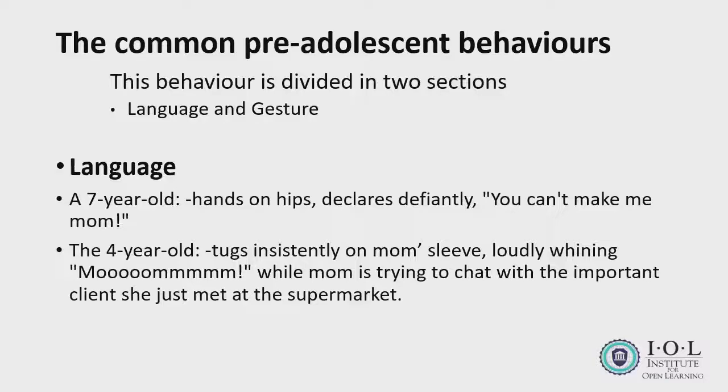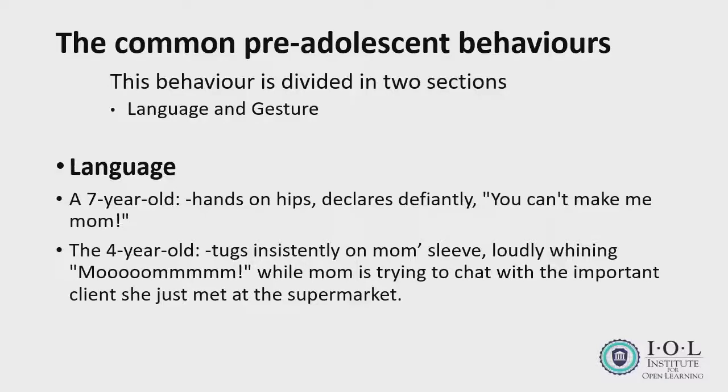So you could see that a 7-year-old learner who has hands on the hip, they hold themselves like that at the hips, they declare differently, "You can't make me, mom." So those are some of the language they use. But when you look at a 4-year-old, those ones tug instantly on mom, they hold the sleeves, and loudly whine, "Mom!" While mom is trying to chat to an important client who she might have just met in the supermarket, the 4-year-old will be holding on to mom's sleeves, just shouting "Mom!" So that type of language.